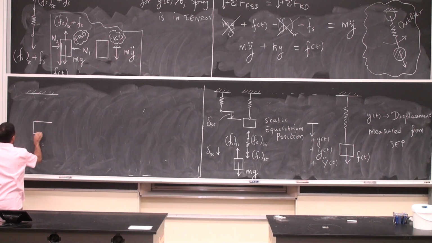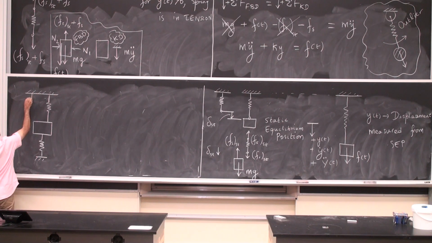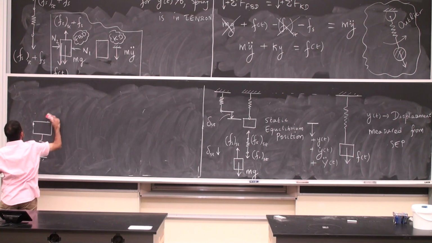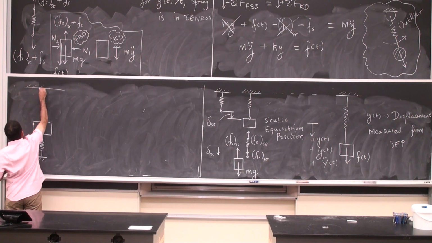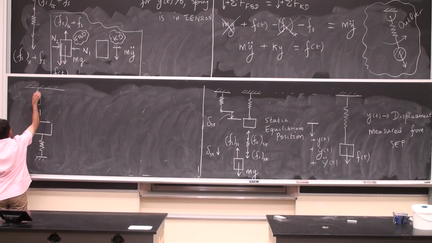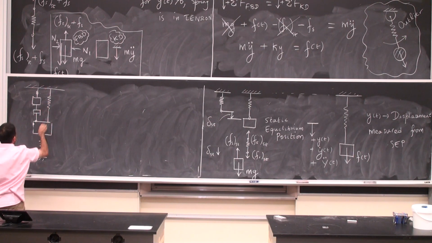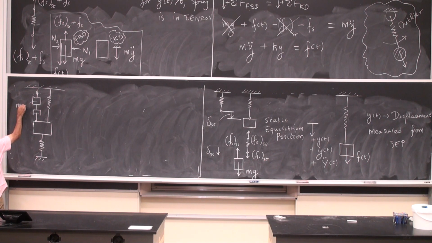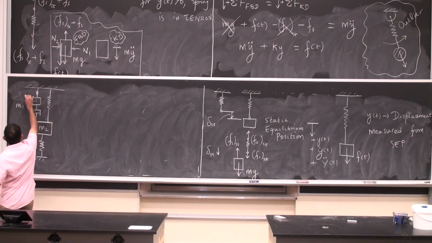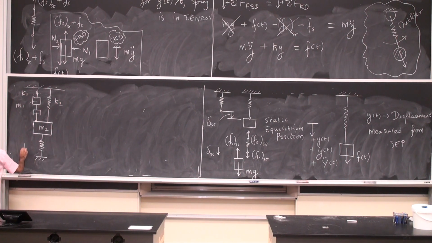I have one mass, then I have a little more space. All right, so I have two masses here, masses M1 and M2. I have three springs here. Stiffness is K1, K2, and K3. So this is K1, this is K2, this is K3, and then I have a damping element of damping constant C.